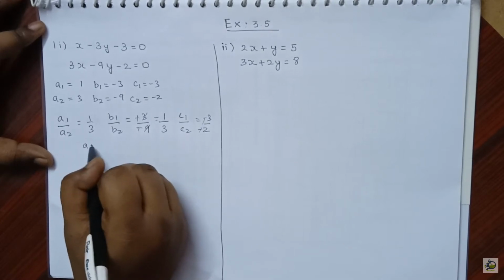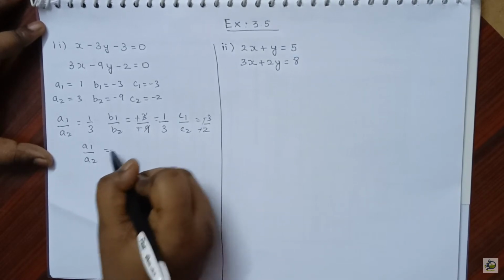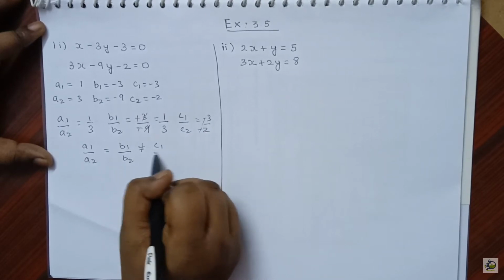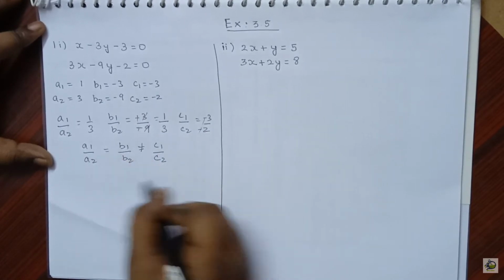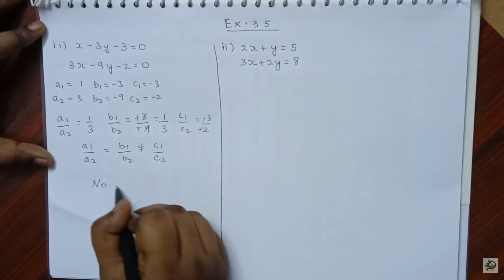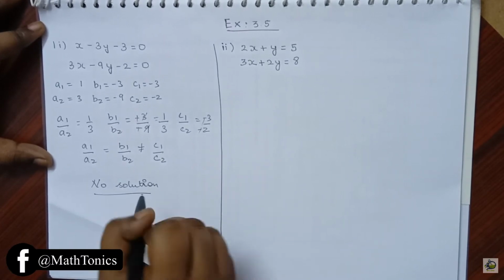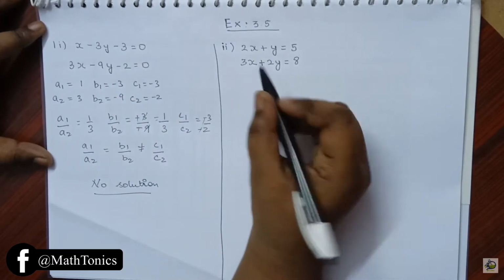Here you can see that a1 by a2 is equal to b1 by b2 but is not equal to c1 by c2. So this equation has no solution. So therefore we cannot apply the cross multiplication method. Let's move on to the next question.